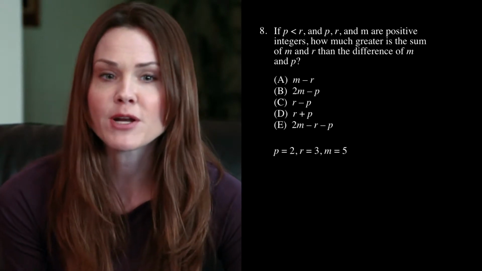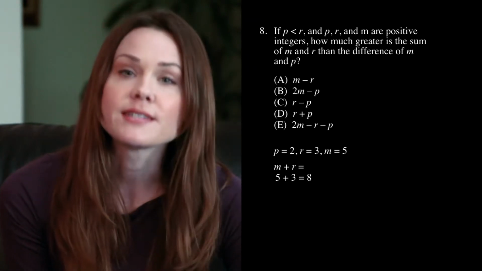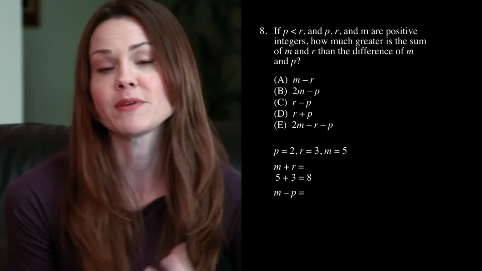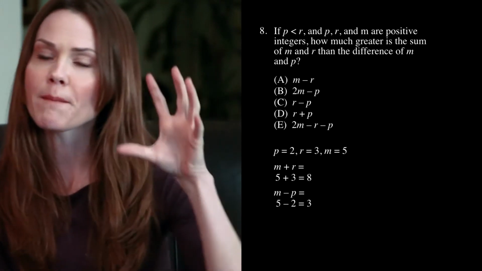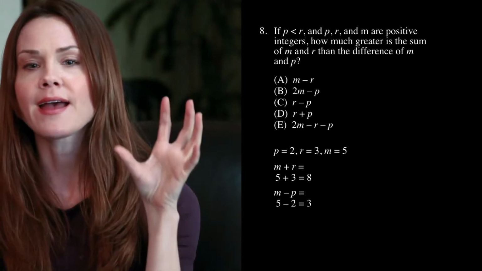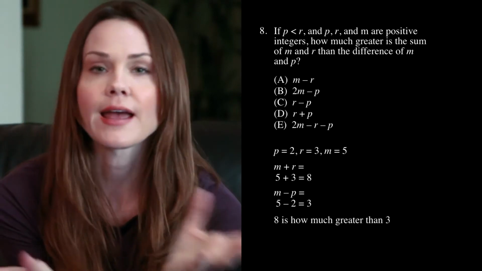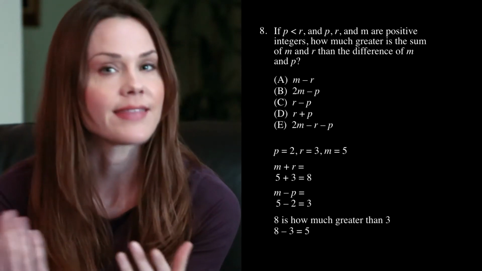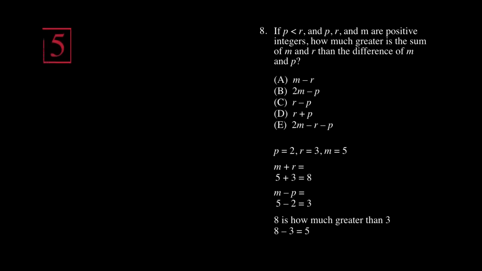Well, let's figure out m and r. m was 5, r is 3, 5 plus 3 is 8. The difference of m and p, well, that would be 5 minus 2, and their difference is 3. So basically, the question is reading, 8 is how much greater than 3. 8 minus 3 is 5. That's the answer to our question, so we box 5. That's what we're looking for.